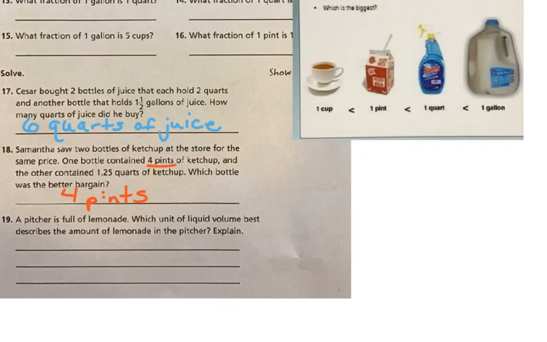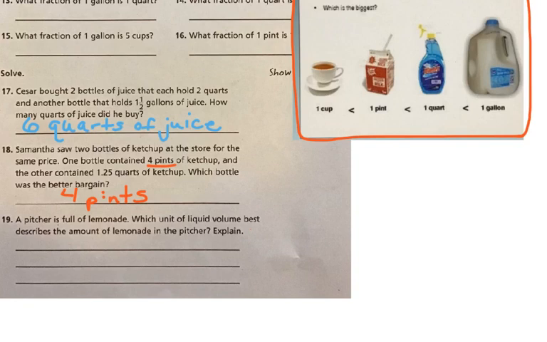When you look at number 19, you can see that up here I added a little different chart for you because I feel like this is a situation where a visual is helpful. It says a pitcher full of lemonade. Which unit of liquid volume best describes the amount of lemonade in the pitcher, and explain? I felt like this was one where this picture up here in the right hand corner gives you a really good visual of how much a pitcher of lemonade might hold.